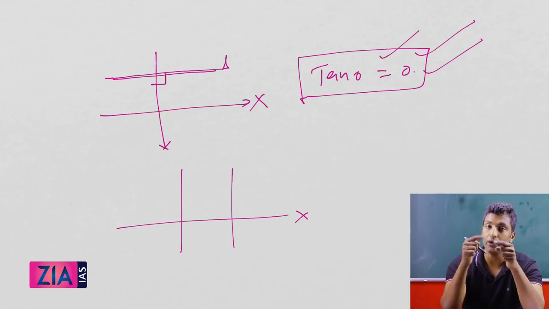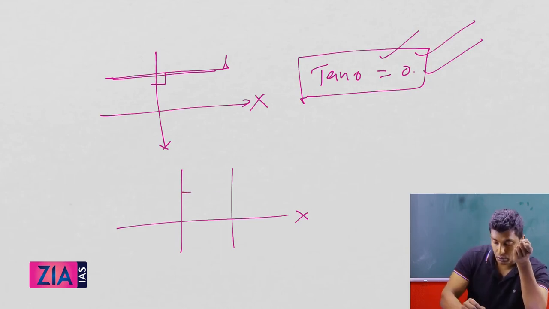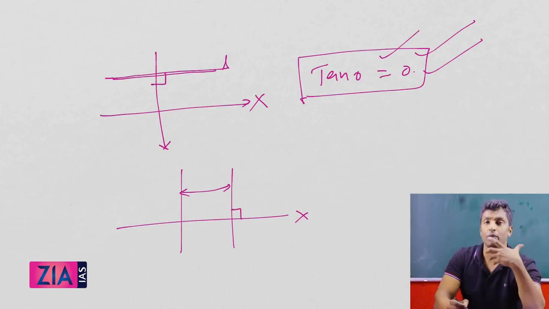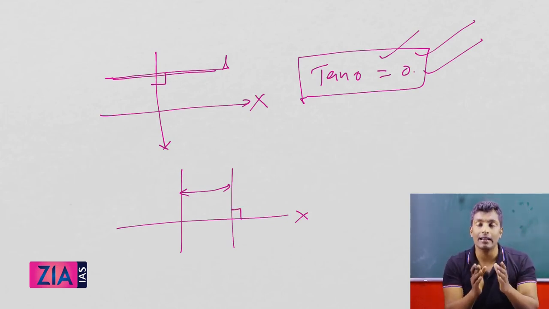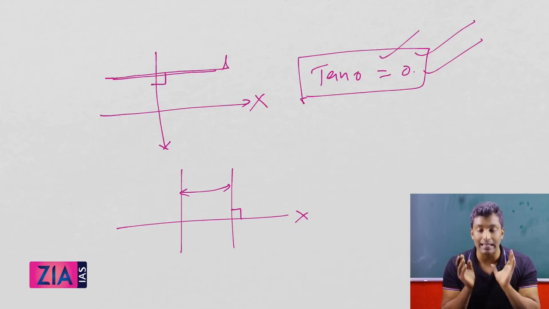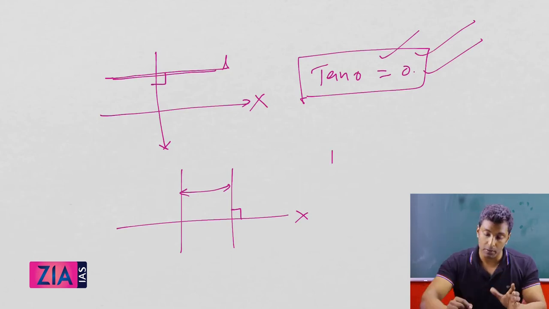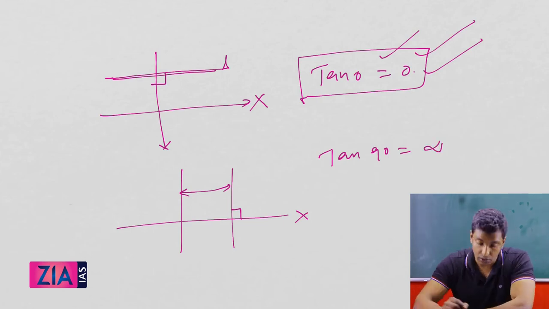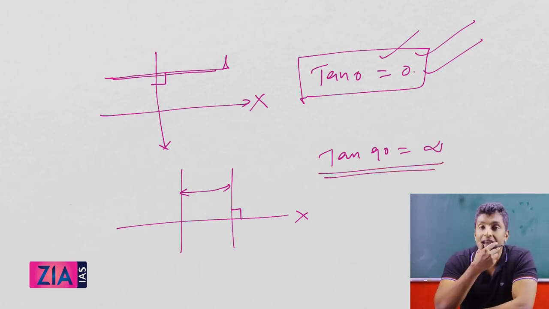Now here I am talking about line parallel to y-axis. So when you consider this, it is parallel to y-axis, but perpendicular to x-axis. So perpendicular means what is the angle that the line makes with the positive x-axis? That is 90 degrees. So what is slope? Slope is tan 90, which is equal to infinity. So line parallel to y-axis, slope is infinity. Line parallel to x-axis, slope is 0.